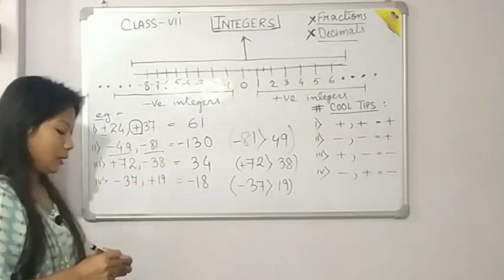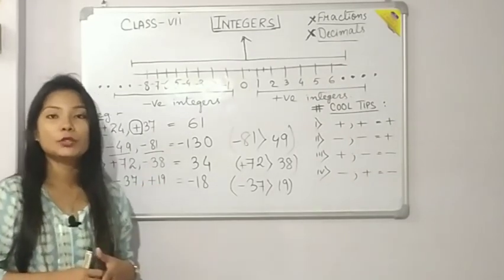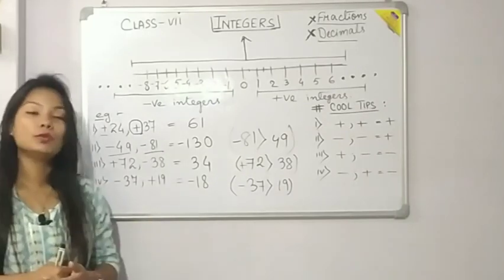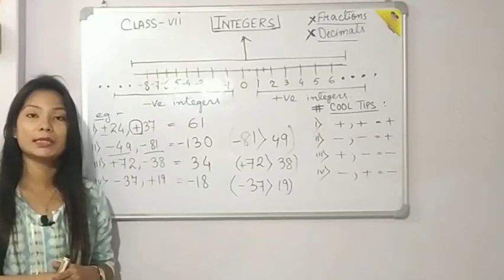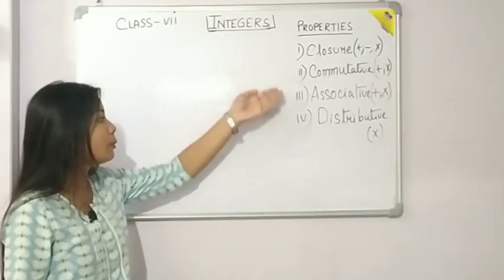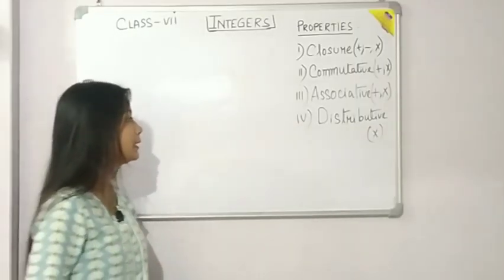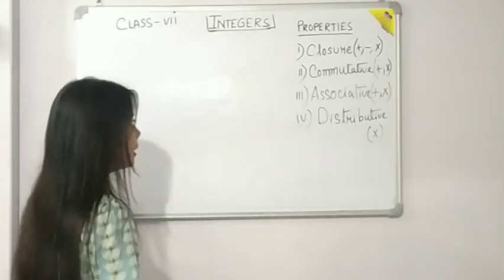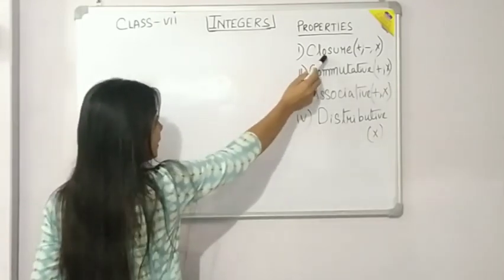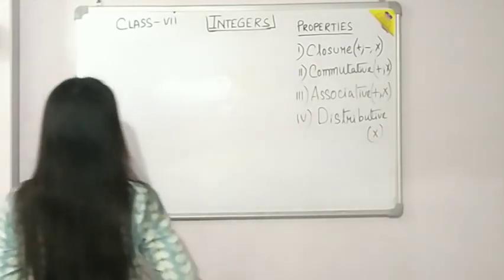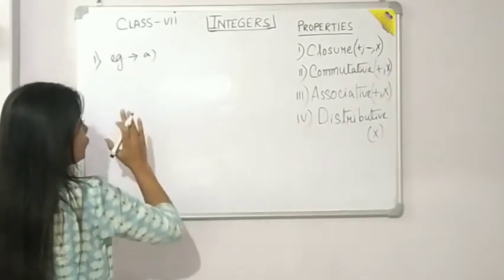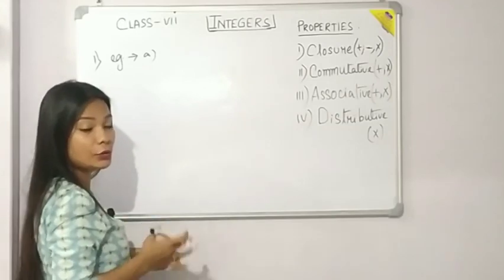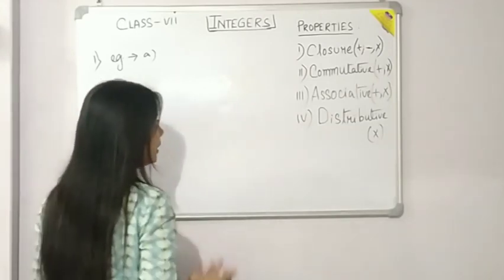Alright. So I think all of you have understood up to this much. Now let us try to know about the properties of addition, subtraction, multiplication and division. These are some of the properties that I have written on the right hand side of my board. The very first property is the closure property. What does the closure property say? That the sum of any two integers will always be an integer.